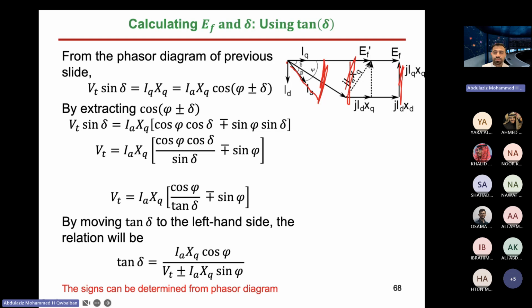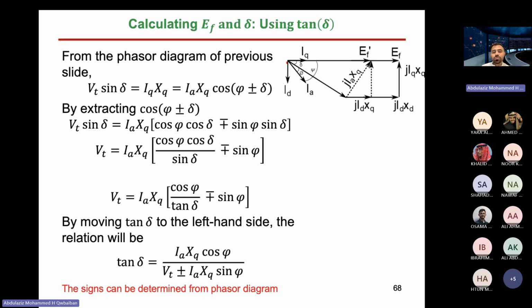This is how we start. Then take the cosine of psi, or theta plus delta. This is plus or minus depending on whether it's a motor or generator. Then you use trigonometry. Then you will have the flip of the sign, minus for generator, plus for the motor. If you have any question, feel free to interrupt me. I cannot see the chat.